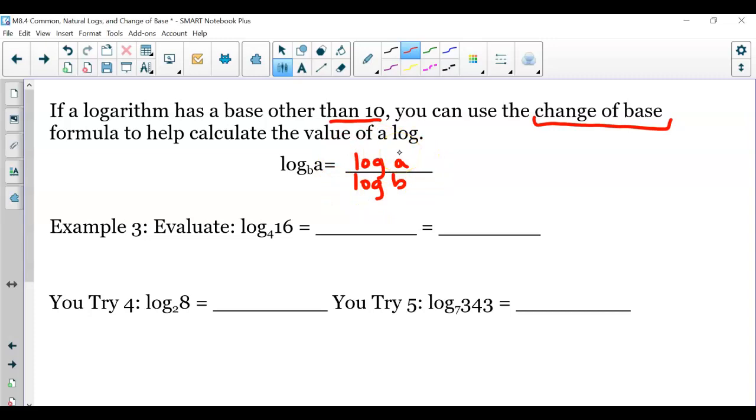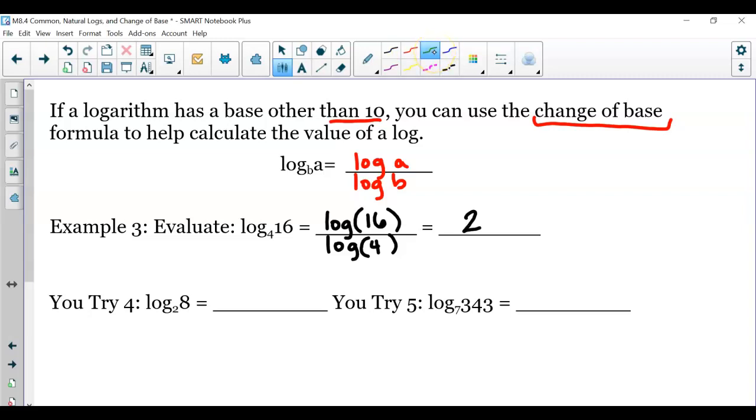For example, 3 here: notice how it's not just log of 16, it's log base 4 of 16. To calculate this, you would have log of 16 divided by log of 4. Make sure everything is enclosed in parentheses. Here you end up with the value of 2, so log base 4 of 16 is equal to 2. Now go ahead and pause the video and try these 2 you tries.